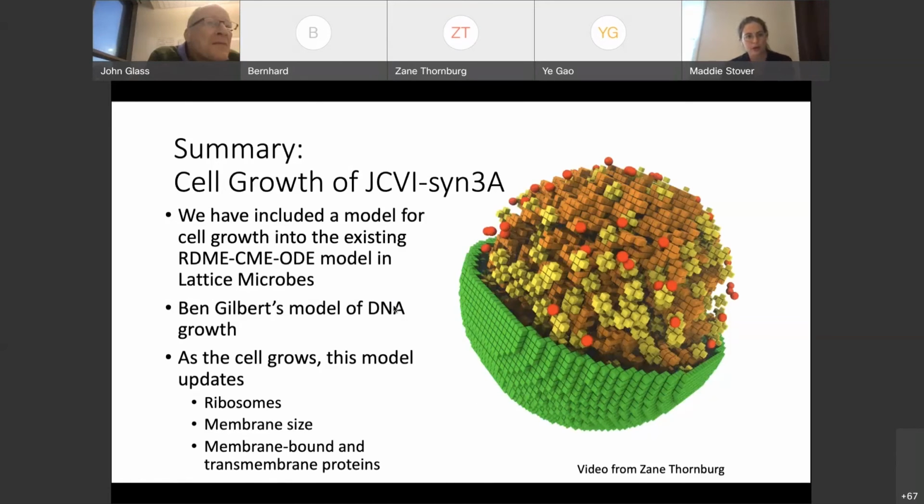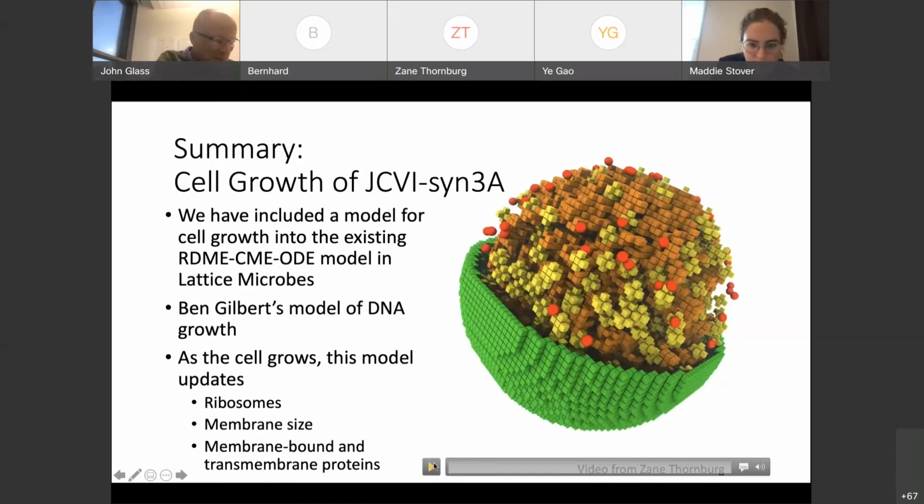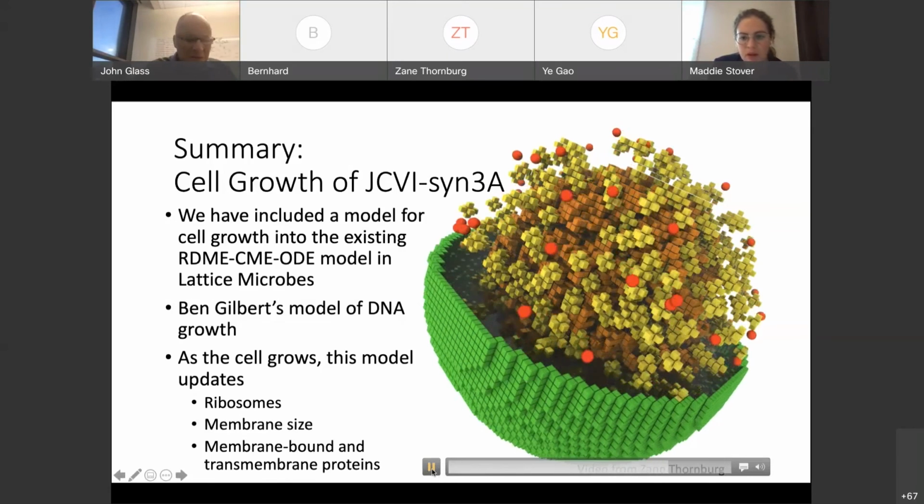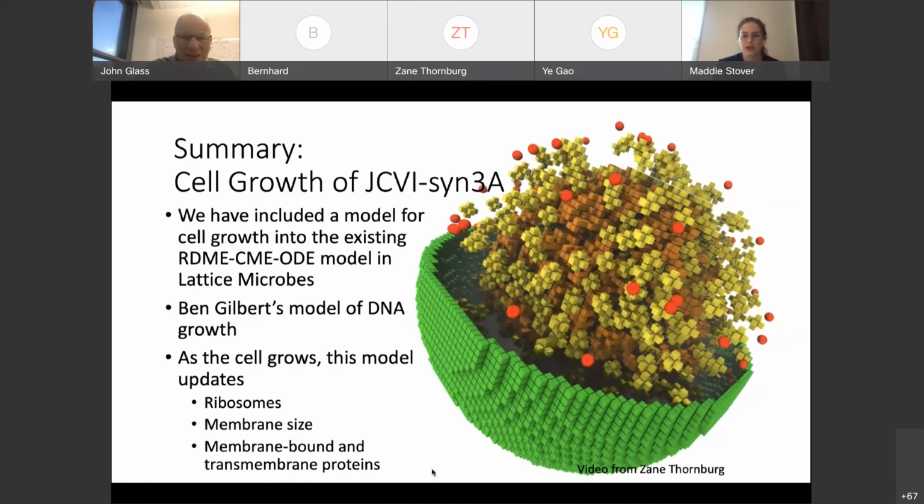As a quick summary, we've been able to include a model for cell growth into the existing whole cell model and Lattice Microbes. I'll just show a brief video of this. The cell membrane is here in green, the ribosomes in yellow. These red particles are degradosomes, and the orange is DNA. You can see here that the DNA is not yet growing, but this is where we're going to incorporate Ben's work.